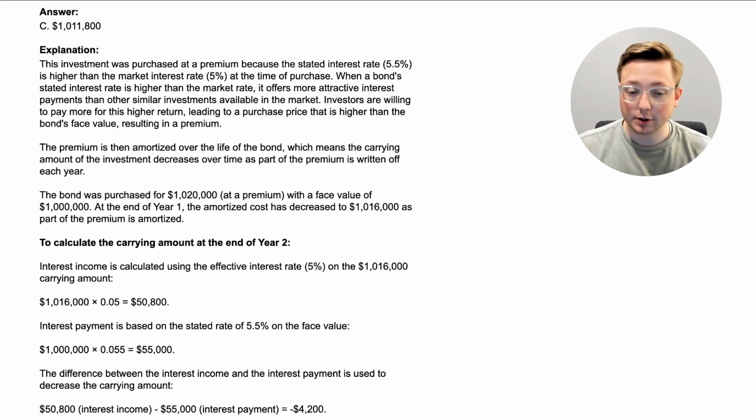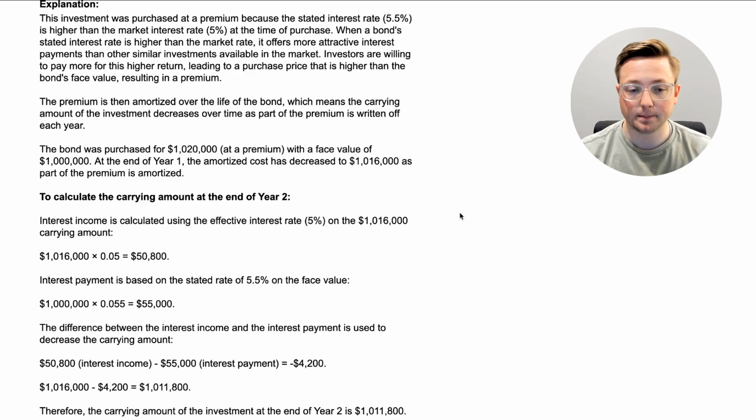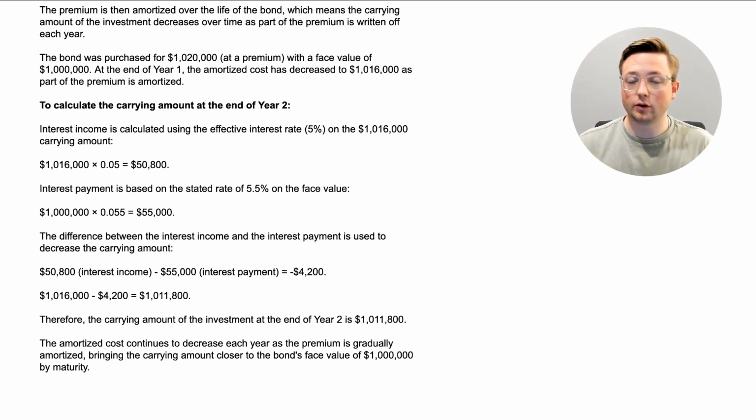The premium is then amortized over the life of the bond, which means the carrying amount of the investment decreases over time as part of the premium is written off each year. The bond was purchased for $1,020,000 at a premium with a face value of $1 million. At the end of year 1, the amortized cost has decreased to $1,016,000 as part of the premium has amortized. So now that we have gone over how a premium works, and why there's a premium, let's talk through the calculation. It's a very similar calculation. You just are going the opposite direction.